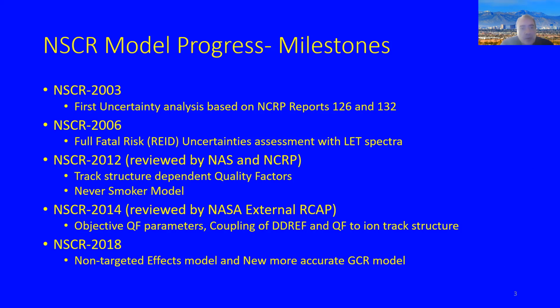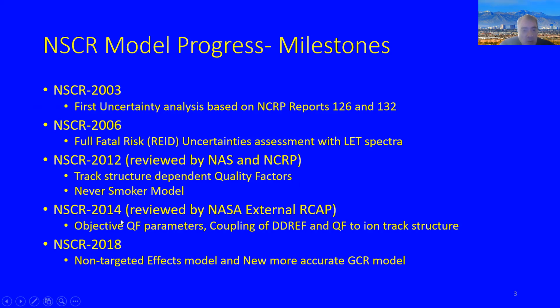The model has been developed for about 15 or more years. The first version was just a response to the NCRP reports 126 on uncertainty analysis and 132 on space radiation risk in LEO. This was followed by improvements in 2006 and then some major milestones in 2012 that were reviewed externally by the National Academy of Sciences, NASA, and the NCRP. Here we looked at track structure dependent quality factors, different quality factors for solid cancer and leukemia risk, and a never smoker model to represent astronauts.